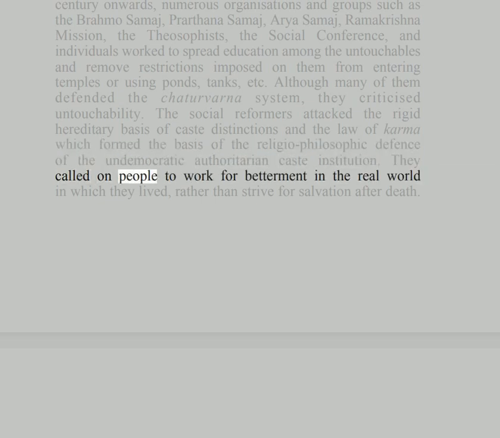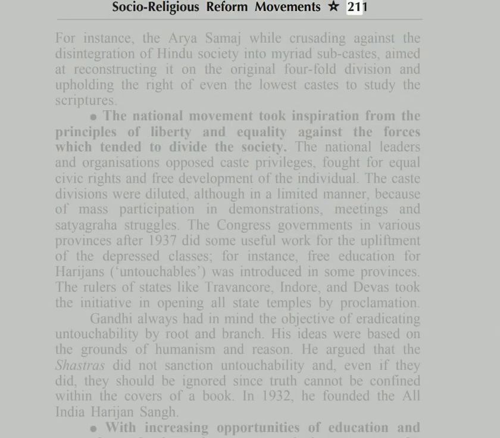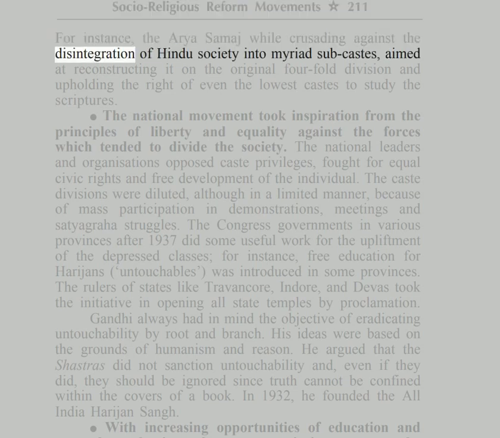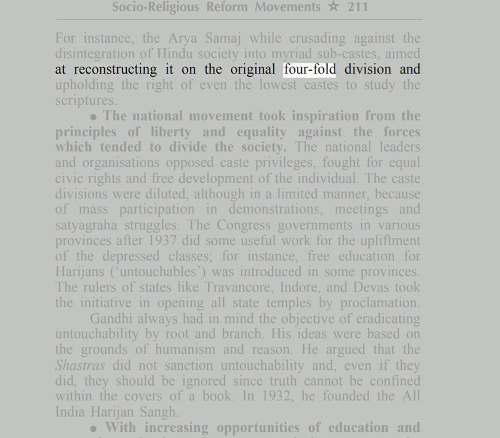They called on people to work for betterment in the real world in which they lived, rather than strive for salvation after death. For instance, the Arya Samaj, while crusading against the disintegration of Hindu society into myriad subcastes, aimed at reconstructing it on the original fourfold division and upholding the right of even the lowest castes to study the scriptures.